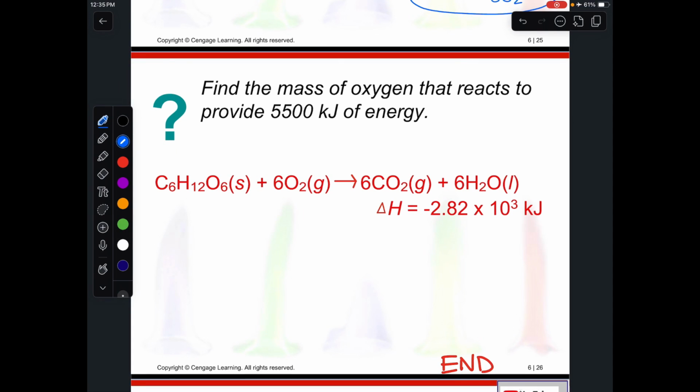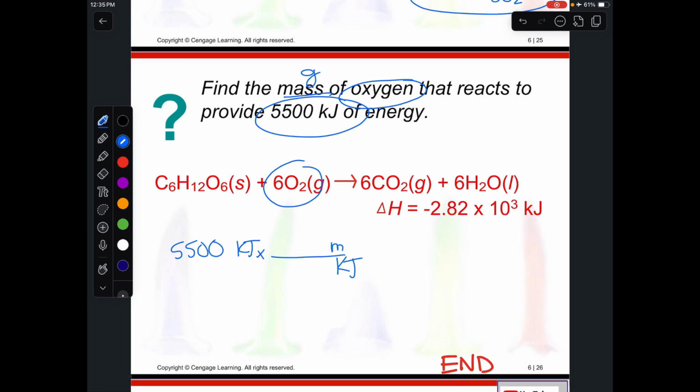Let's try one more example here. Now we're going to do the opposite. Basically, instead of starting with grams, we want to end in mass. Remember, mass is always asking for grams, so let's start with what we have. We have 5,500 kilojoules of energy, and we're trying to find the oxygen. Remember, the oxygen is going to be by itself here.